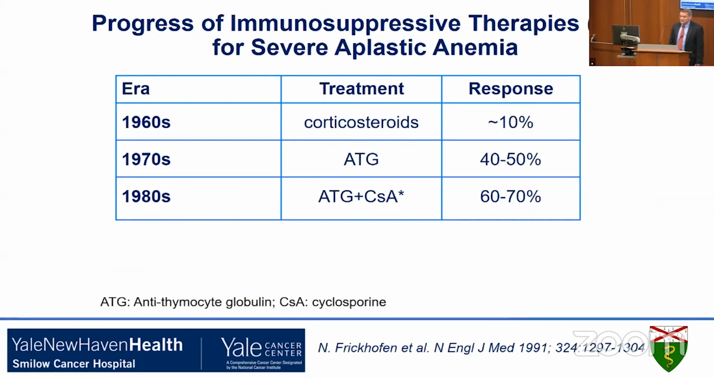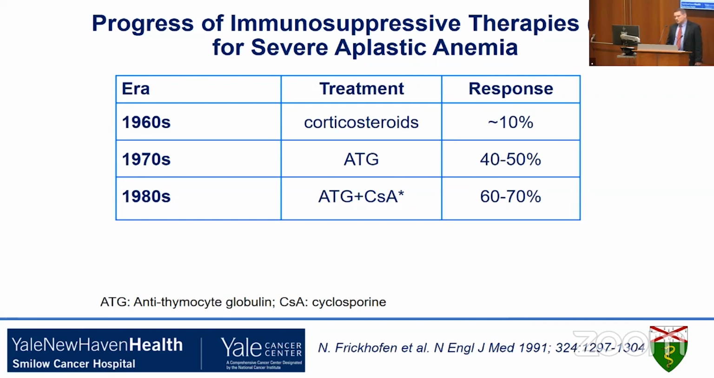There is a significant improvement in outcomes for these patients with severe and very severe disease since we started to use ATG in the 70s, and then the combination of ATG, which is anti-thymocyte globulin, and cyclosporin in the 80s. You can see that responses to steroids alone, which are not considered good treatment for aplastic anemia, was 10%. And some of them were spontaneous improvements, most likely.